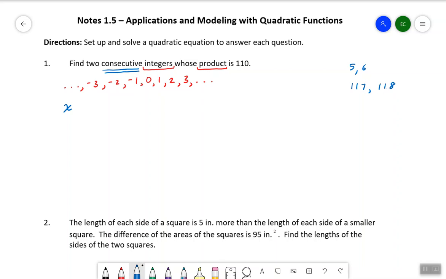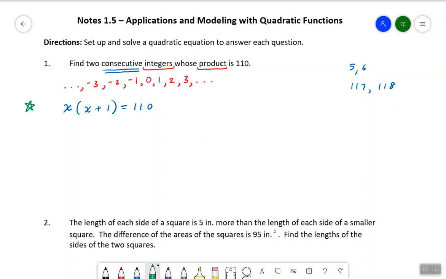So what's the relationship between the two integers? Well, the second integer is exactly one more than the first integer. So when we write x times x plus 1, that's the product of two consecutive integers. And then we just want to make sure that that product is 110. And so here is the quadratic equation that represents this situation. And we can go ahead and solve that equation.